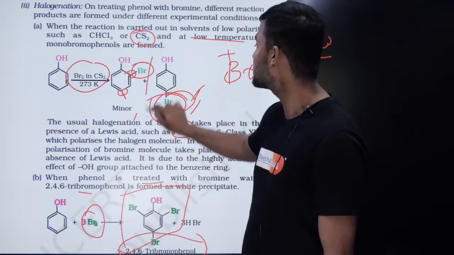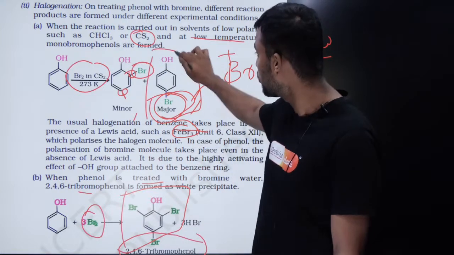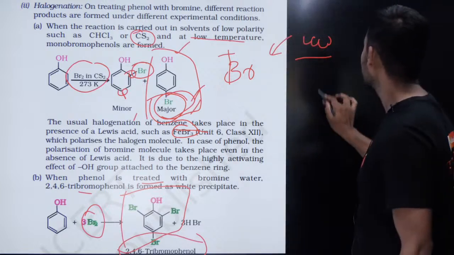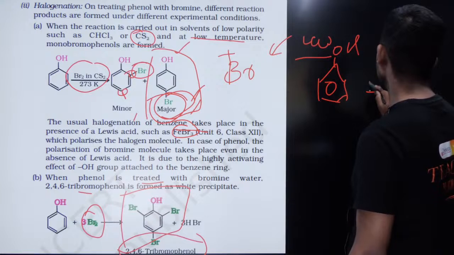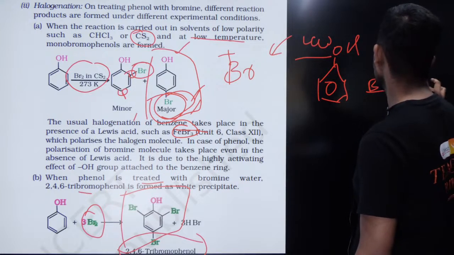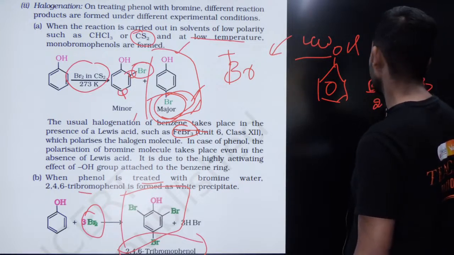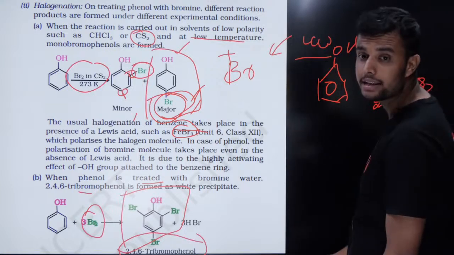But para is the major compound. We need to mention para only. Whenever they give a phenol compound, and after that they give bromine in CS2 or in chloroform at exactly 273 Kelvin, it is nothing but a lower temperature.